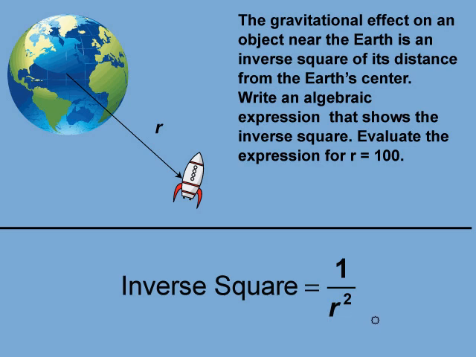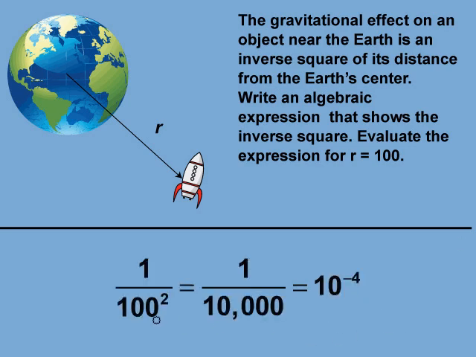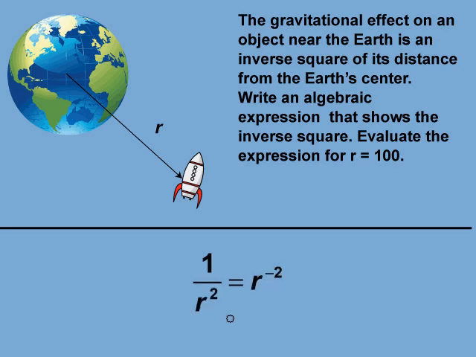The inverse means taking the variable r and writing its reciprocal, 1 over r. The term square means writing r squared in the denominator of the term. We can now evaluate this expression for r equals 100. Replace r with 100 to get 1 over 100 squared, which is the same as 1 over 10,000, which can also be written as 10 to the negative 4th power. Another way of writing the inverse square term is this way: r to the negative 2 power. Let's look at a final example.